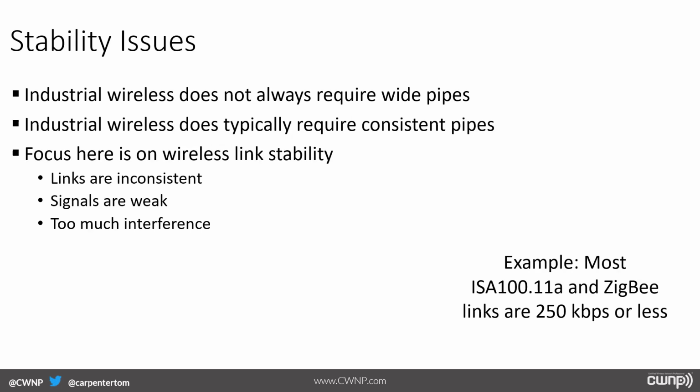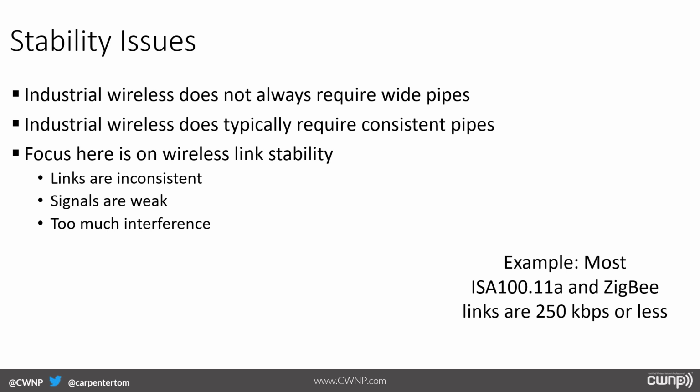All right, what about stability issues? Well, the big thing to keep in mind is industrial wireless does not always require wide pipes. In fact, quite often it doesn't require wide pipes, but it does typically require consistent pipes. What I mean by this analogy of wide pipes is industrial wireless doesn't necessarily need a pipe that's 1 foot in diameter. It might be okay with a pipe that's a couple millimeters in diameter. It doesn't need to send a massive amount of data each time it communicates. But whenever it communicates, it really, really, really needs that to get through. Okay, so that's the big thing.